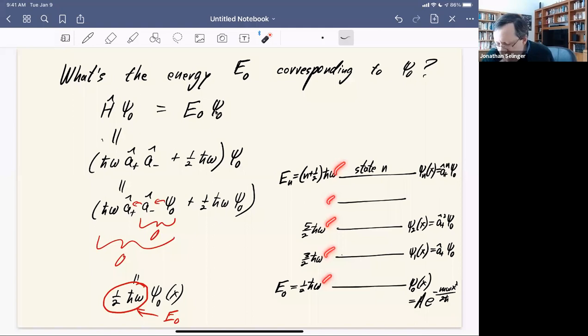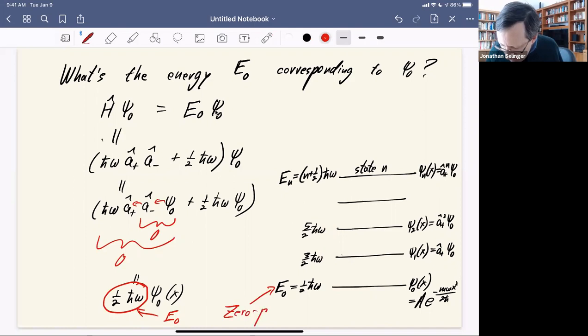We see that the energies are equally spaced, unlike the particle in a one-dimensional box. And we see there's a certain non-zero energy at the bottom. And there is a word for this energy at the bottom. The energy at the bottom is called the zero point energy.